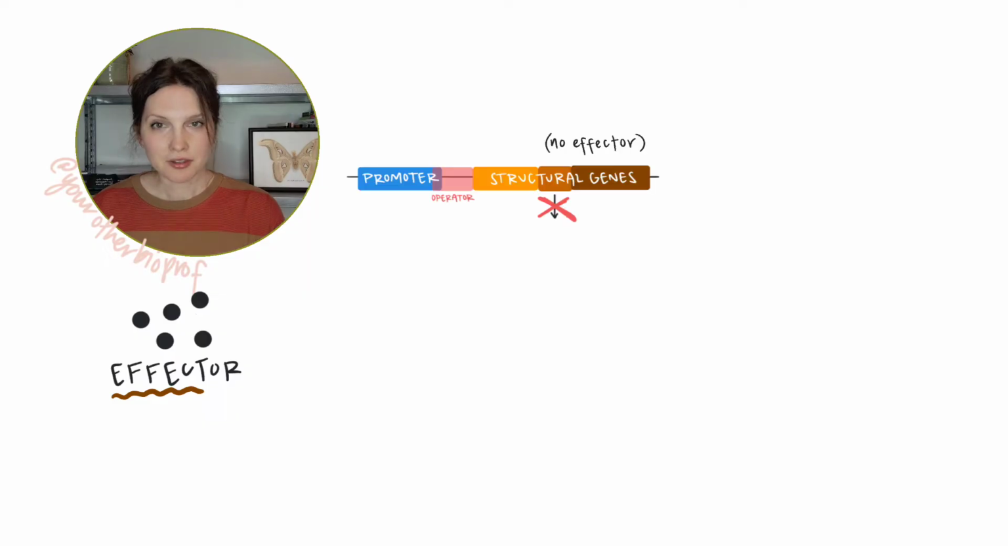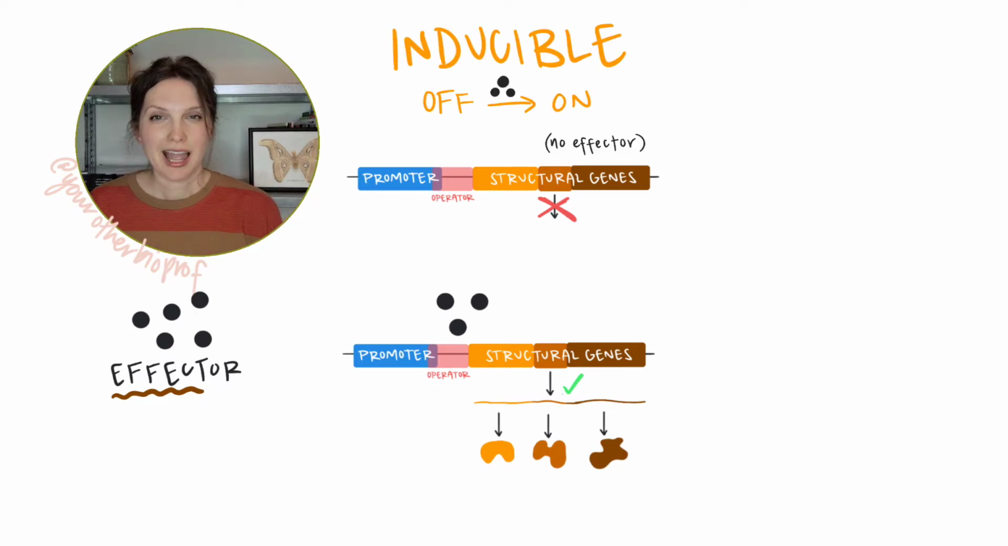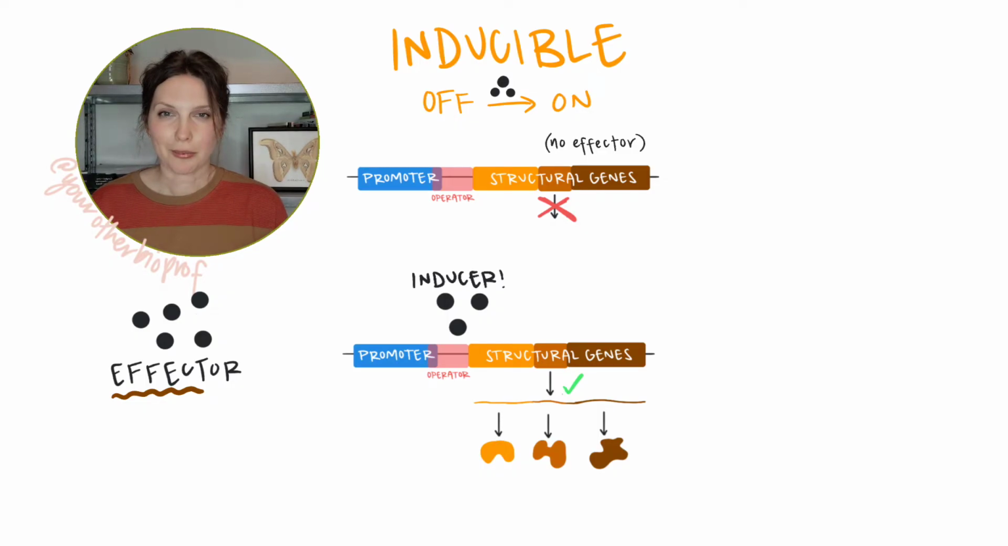If the presence of the effector leads to transcription increasing or turning on, that operon is inducible. And because it is helping with increasing transcription, it's helping to get something started, transcription, we call the effector here an inducer. Inducible operons often produce proteins involved in breaking something down, catabolic pathways.